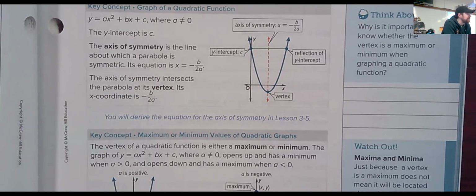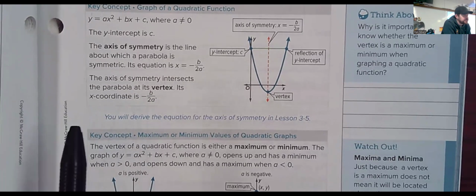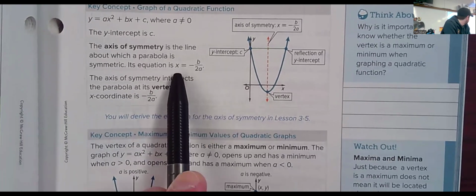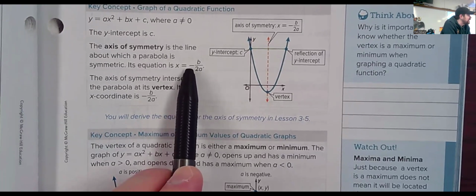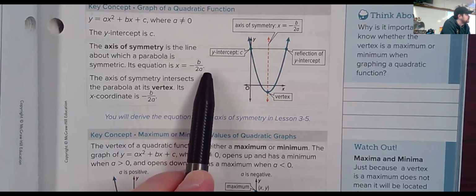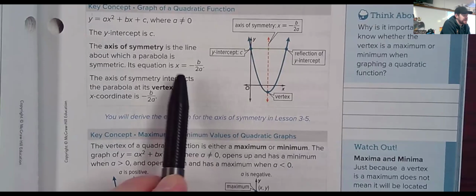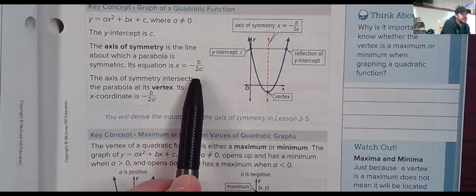And so if you were trying to figure out where that is, the x value of the vertex, which is also the axis of symmetry, is equal to the opposite of whatever b is divided by 2 times a. The opposite of b divided by 2 times a. That's where the middle of your parabola is on the x-axis.